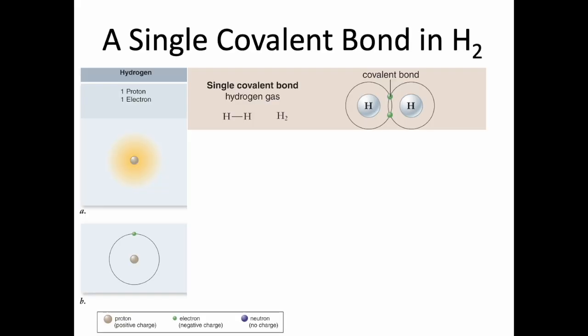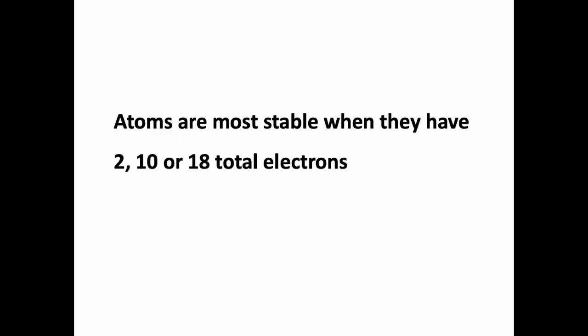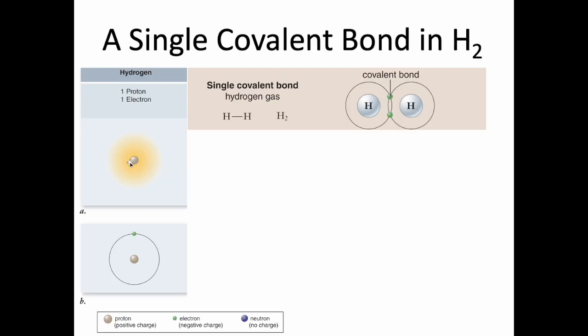Here is a covalent bond between two hydrogen atoms. A little bit of background. Hydrogen, by default, has one proton, most of them have zero neutrons, and one electron. So one is not one of those happy numbers of 2, 10, or 18. This default hydrogen is really looking to get a second electron. Here's a hydrogen. Here's another hydrogen. And look what they've done. They've shared their electrons with one another.